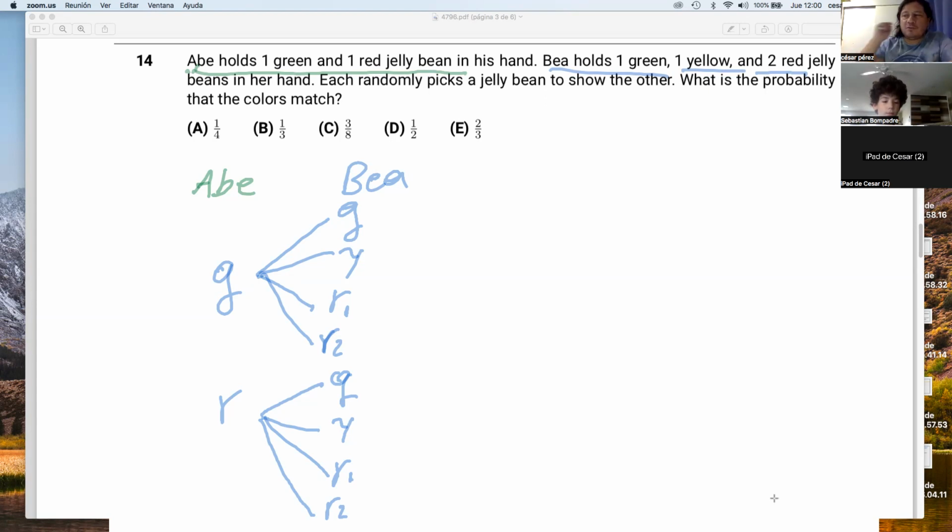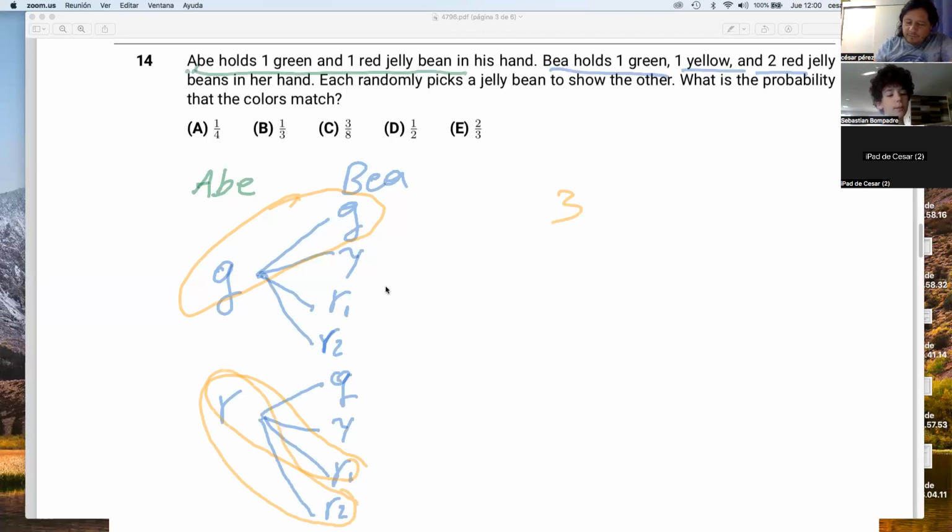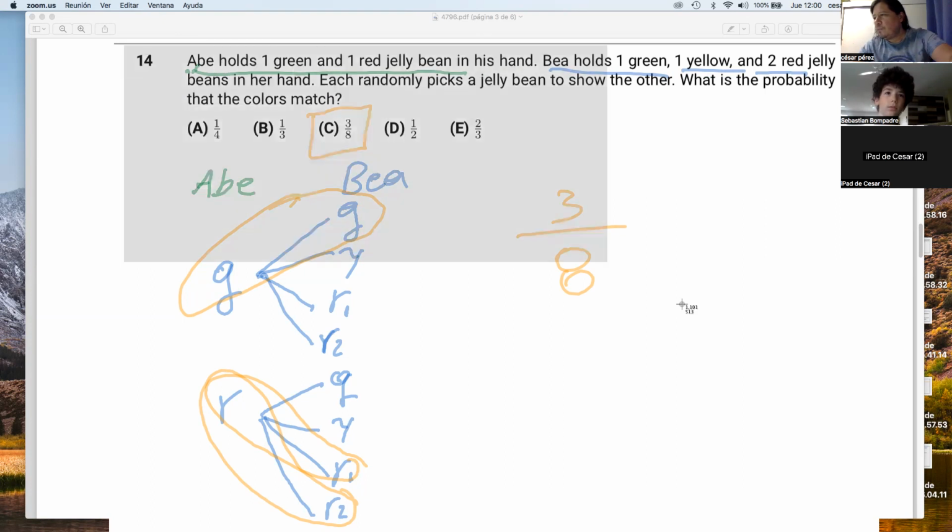Do you remember how to use the tree diagram? Okay. This is one case, green and green. This is one case. There are three different. Of how many? There are eight. Three eighths. So it's C. Sometimes the tree diagram is a very useful tool.